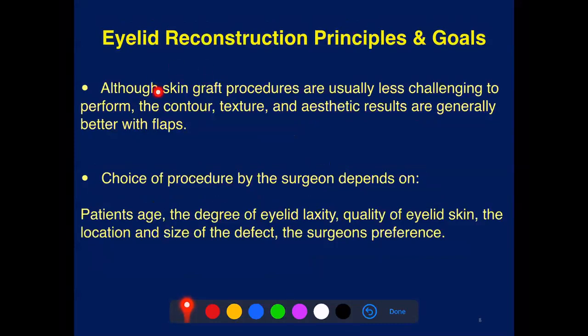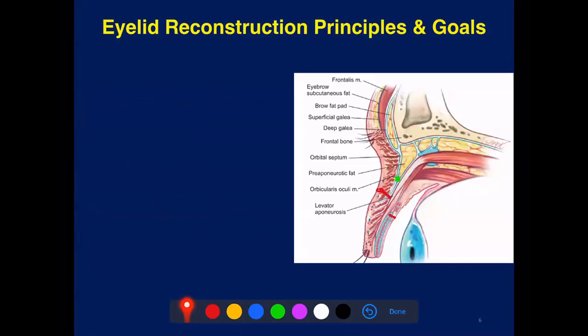Not sure if there are fellows in the audience. Anyway, let me go back to the slide. This is for fellows. And whoever rotated with me knows that I like discussing surface anatomy.